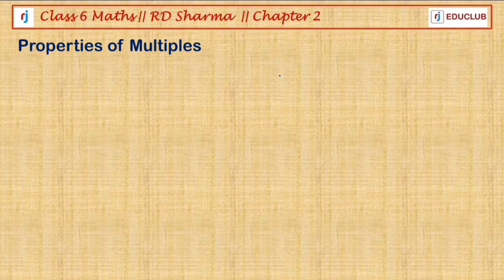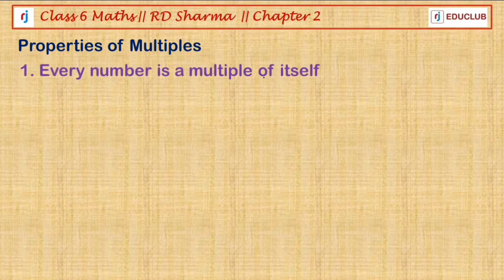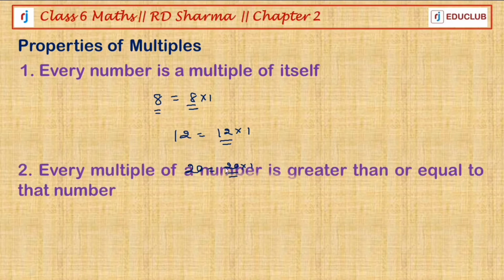Next is properties of multiples. The first is: every number is a multiple of itself. For example, 8 is equal to 8 into 1, so 8 is a multiple of 8. 12 is 12 into 1, so 12 is a multiple of 12. Same with 20, it is a multiple of 20. So any number is a multiple of itself.